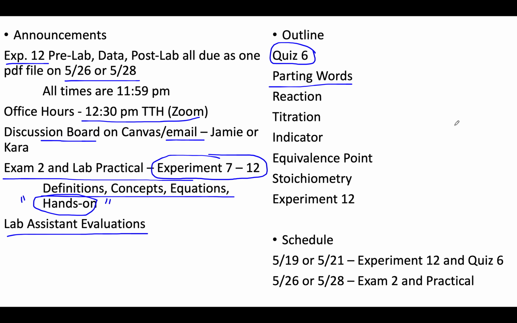This last experiment is one of my favorite. It's titrations, and I'll talk a little bit about why it's important and why you'll continue to use this. So we'll look at the reaction, indicator, and equivalence point for the calculations. So we'll talk about that here.